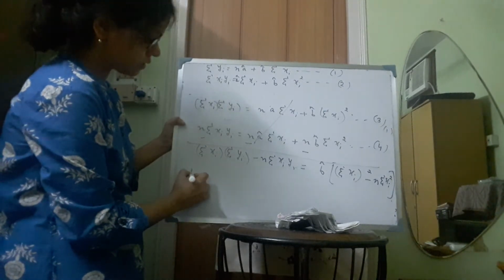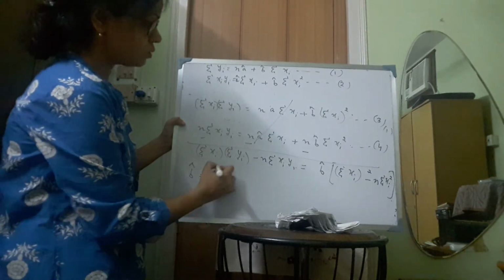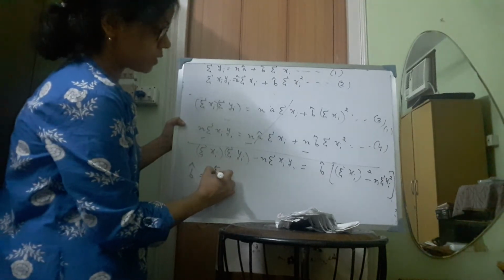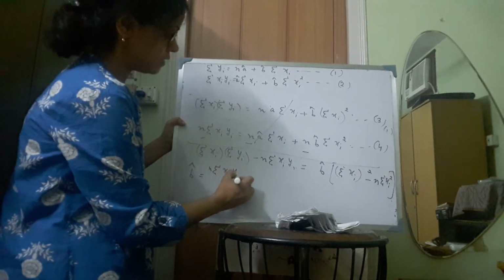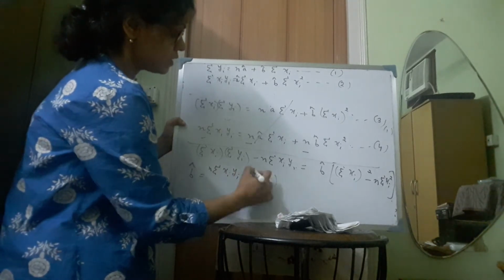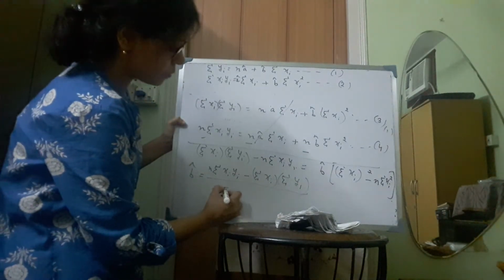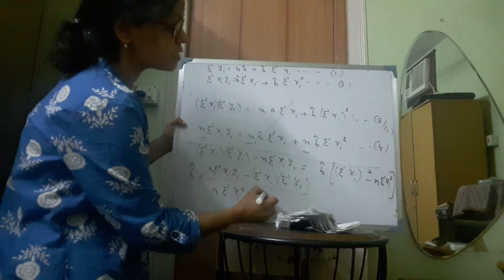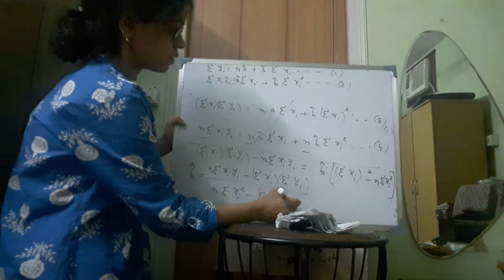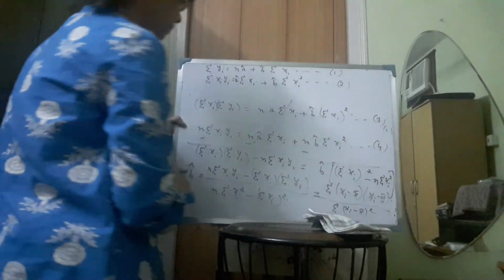So from here we can get b hat is equal to n summation xi yi minus summation xi times summation yi, over n summation xi square minus summation xi whole square. Now this is equal to summation of (xi minus x bar)(yi minus y bar) in the numerator, and in the denominator this is equal to summation of (xi minus x bar) whole square. So this is the value of b hat.